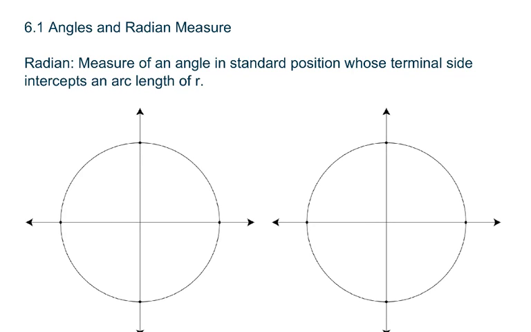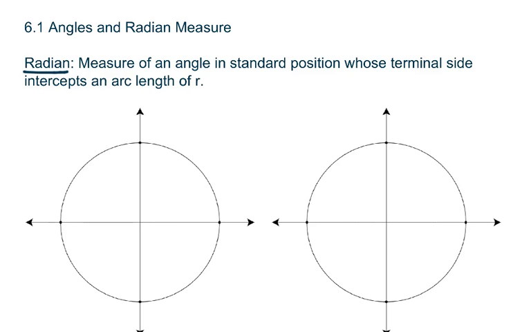6.1, Angles and Radian Measure. In Chapter 6, we're going to be moving away from the idea of degrees when we're talking about angles and thinking about them in terms of radians. And radian is a vocabulary term. Radian is a measure of an angle in standard position whose terminal side intercepts an arc length of r.